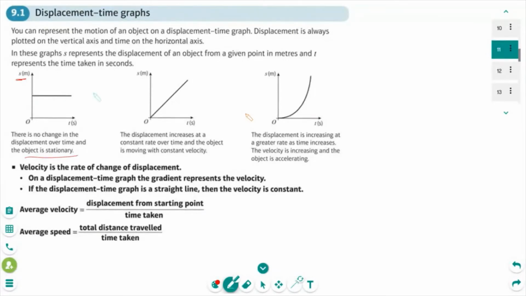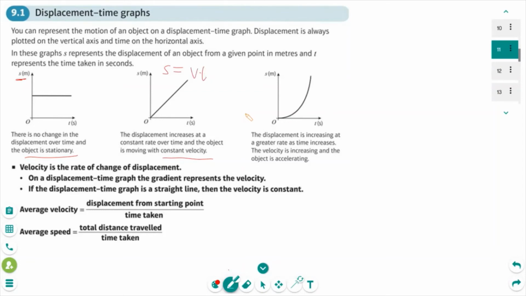Second situation, if you've got a displacement time graph and it's a straight line but not horizontal, that tells you the object changes position at a constant rate. So in other words, the object is moving with a constant velocity. So the displacement is equal to the velocity times time. Constant velocity.